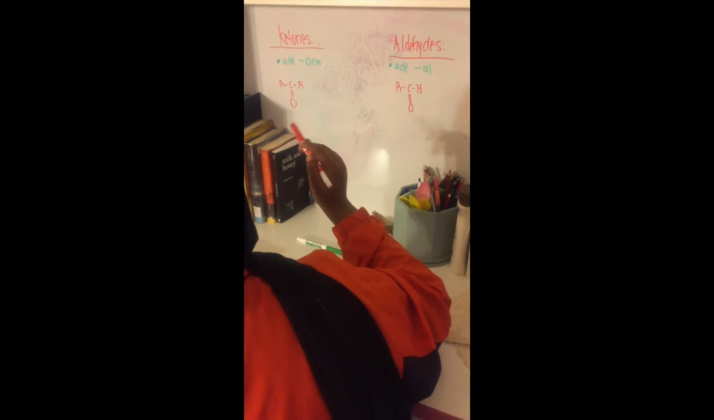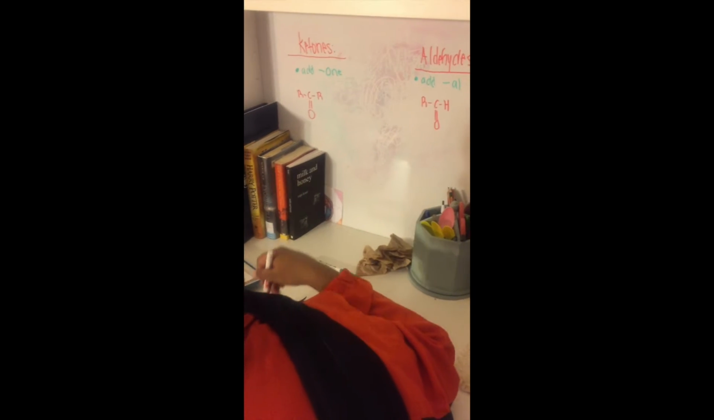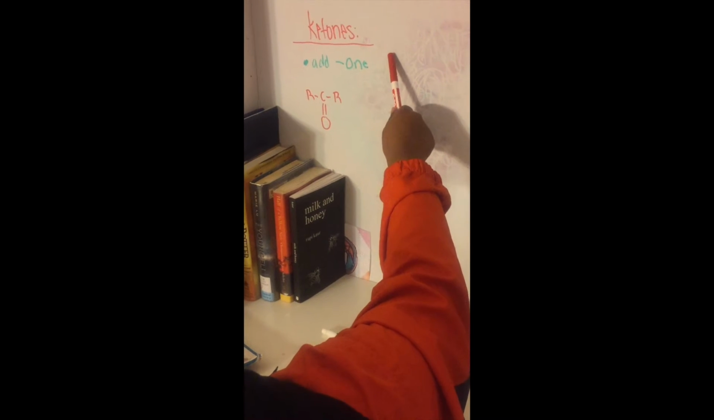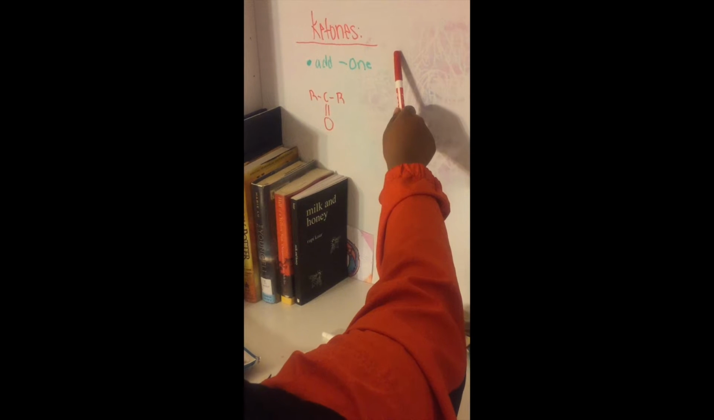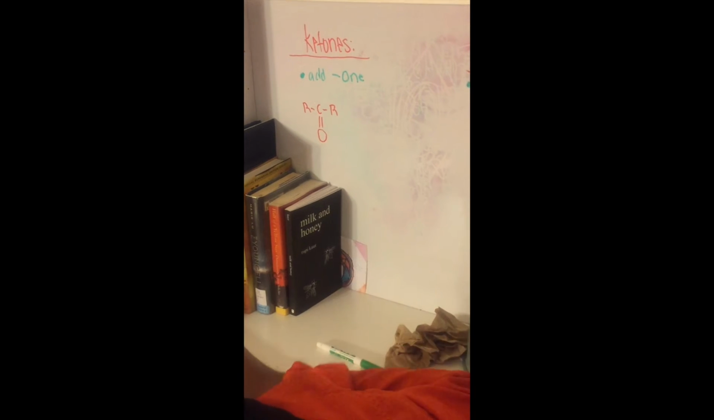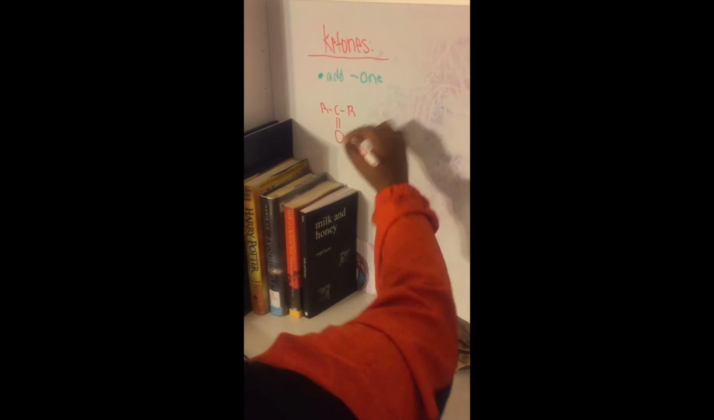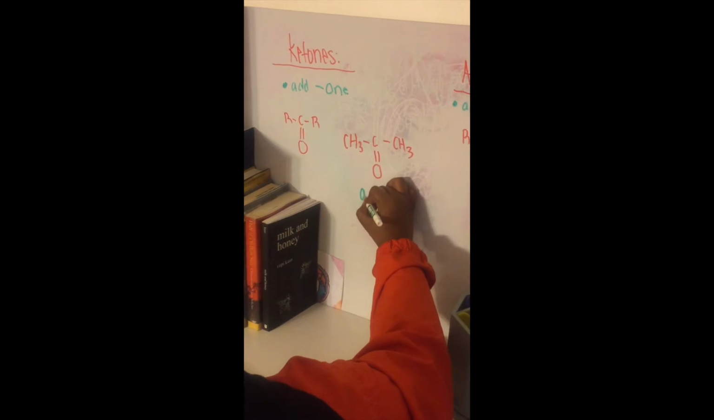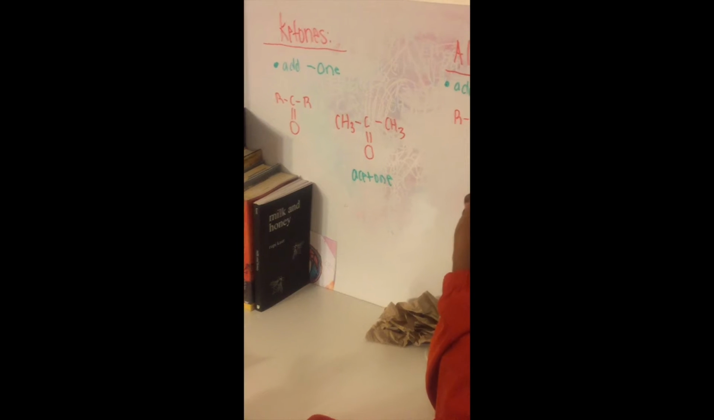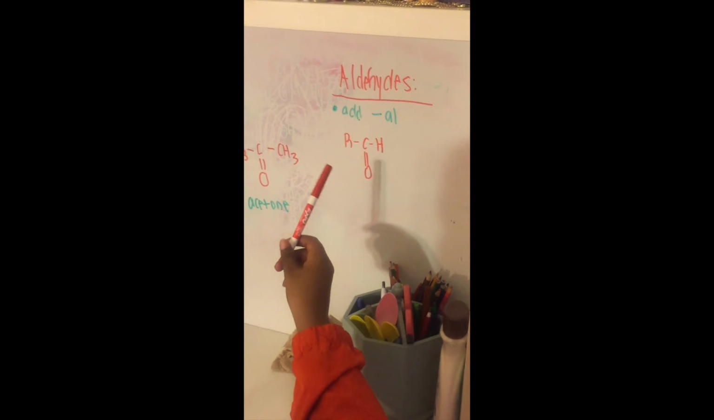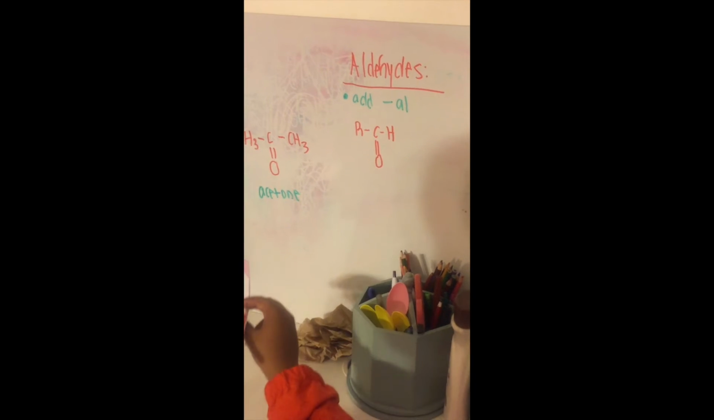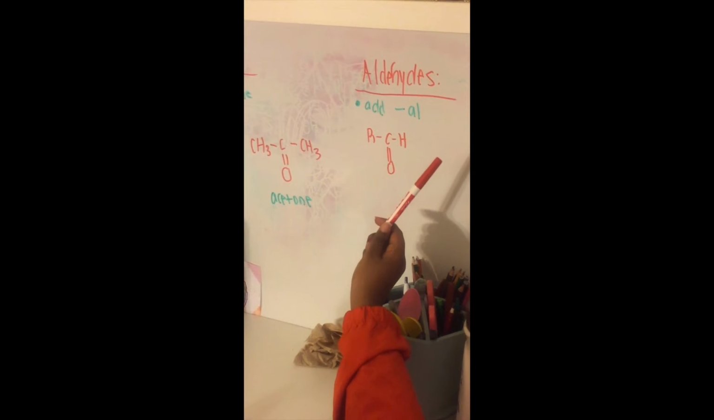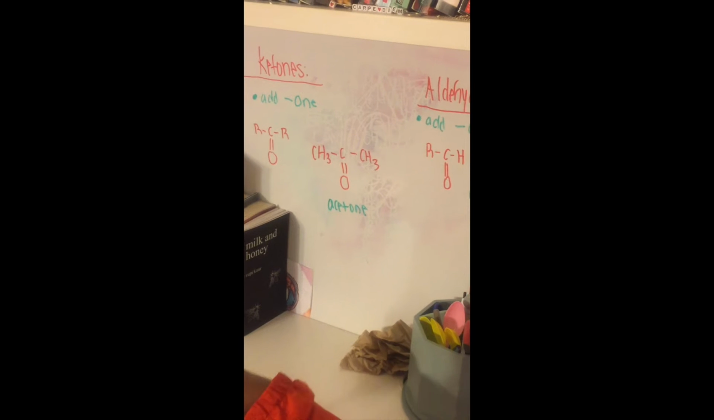Aldehydes are part of the group called a carbonyl group. So that's a carbon double bonded to an oxygen. So basically, the ketone's most general formula is this. And an example of a ketone can be, so we can name this by calling this acetone. And an aldehyde is also part of the carbonyl group, and the most general formula is like this. We call this acetaldehyde.